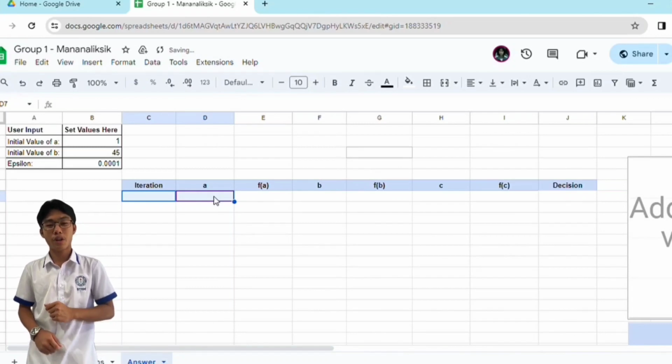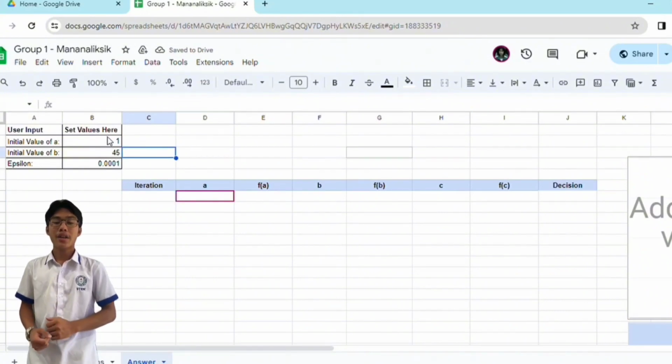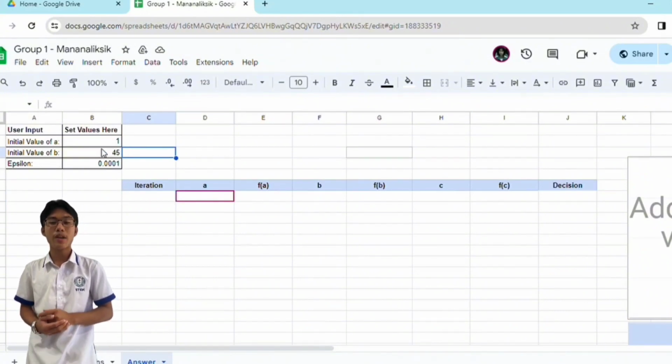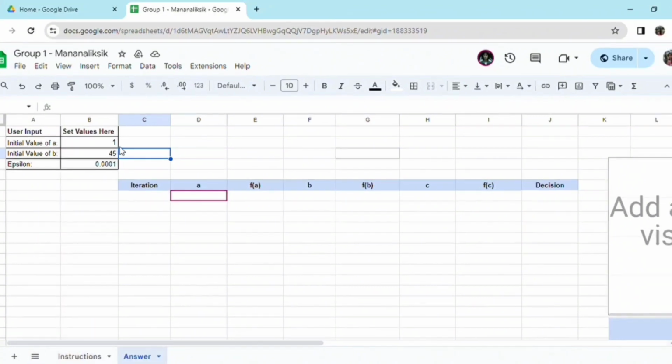This idea can be extended into finding the roots of a function by finding that certain value c that would result in f of c equals 0. In bisection method algorithm 1, the following procedures must be taken to find the roots of a continuous function f of x. Initial guess: the initial value for a is 1 and the initial value for b is 45.